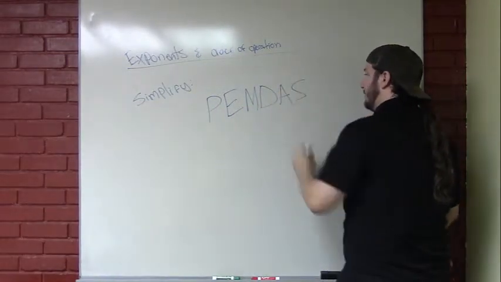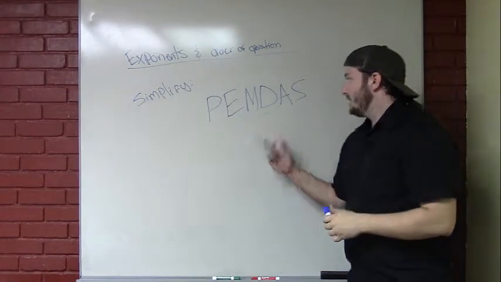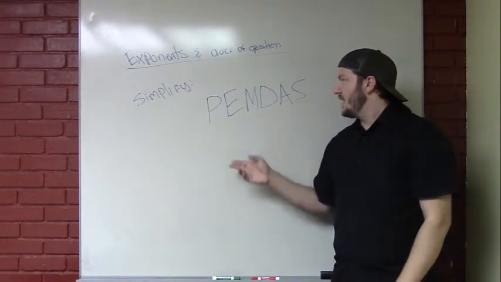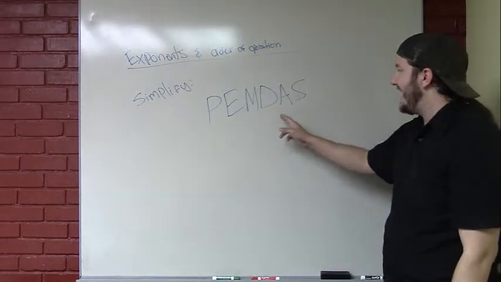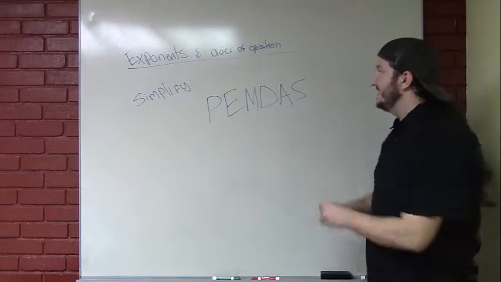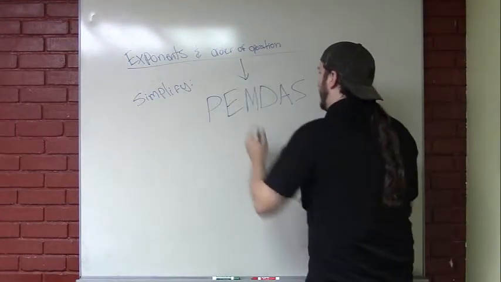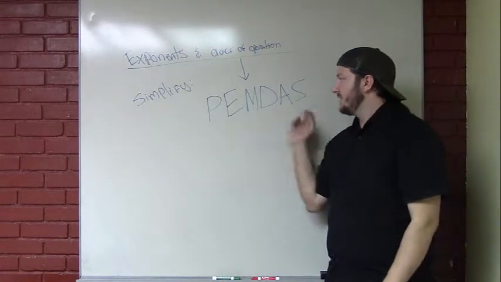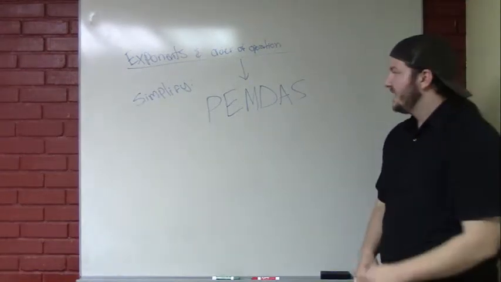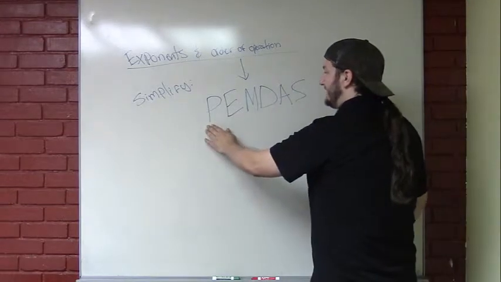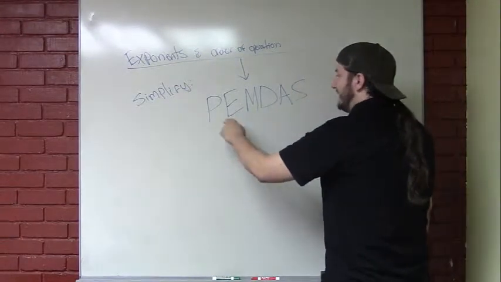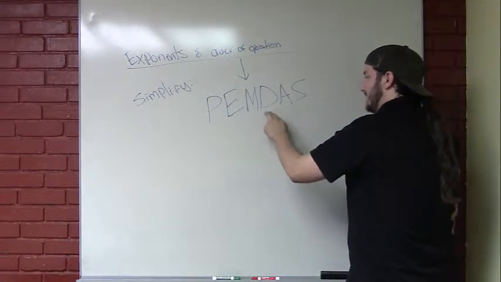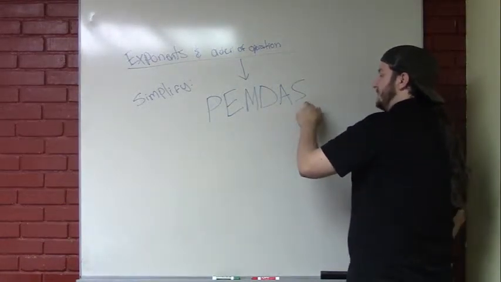PEMDAS. PEMDAS, I don't know the correct pronunciation. I think it's just PEMDAS. But this is what it is, PEMDAS. Now this is your order of operations, okay? So this is basically an acronym. So the P stands for parentheses, E is exponents, M is multiplication, division, addition, subtraction.